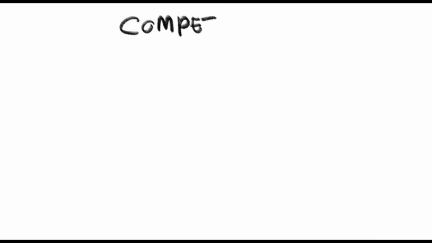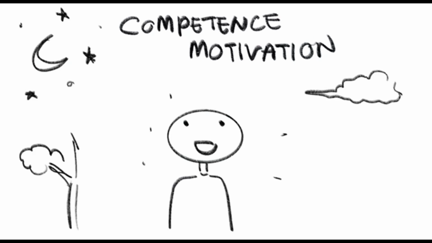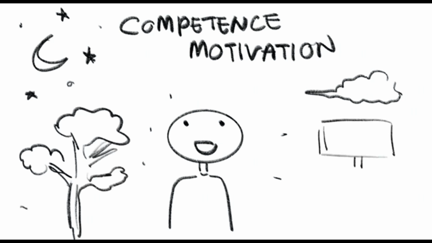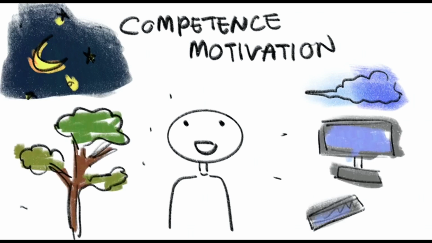The concept of competence motivation explains that humans are internally motivated to interact effectively with the environment. That leads to motivation to contribute to society and not just build their own competence. For example, scientific research and technological invention.